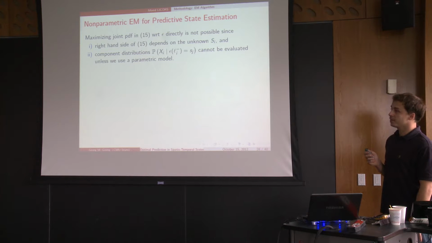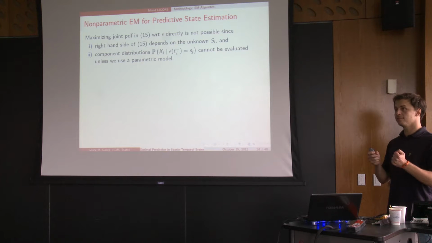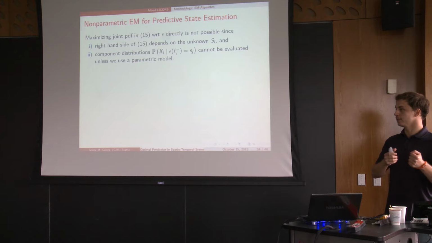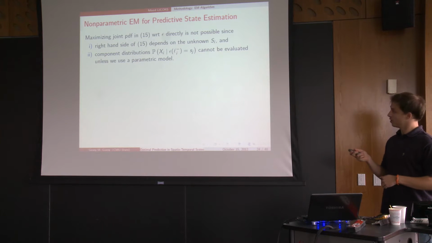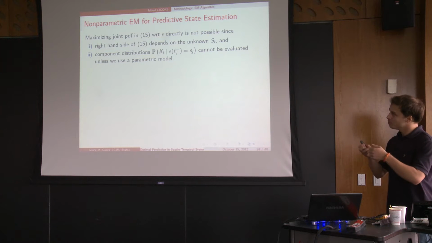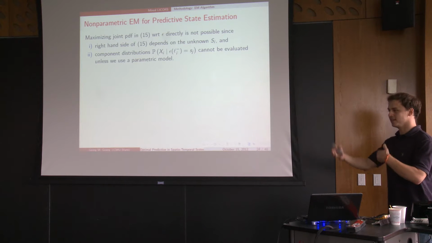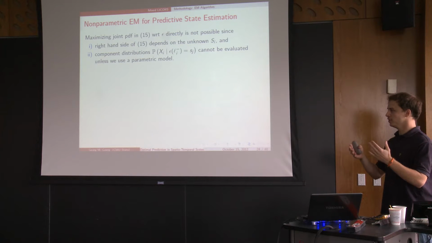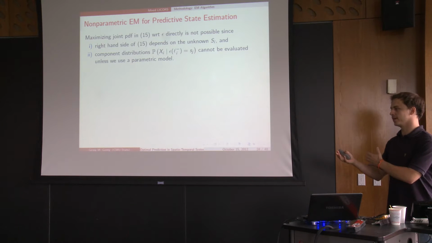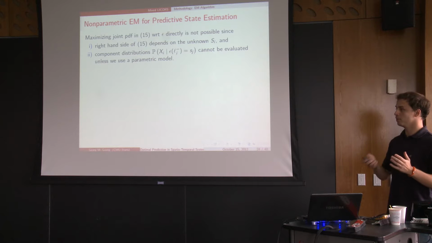So how can we maximize the joint PDF with respect to epsilon? Right? Directly we can't do that because the Si are not observed. And also, since it's non-parametric, I can't evaluate the density because I don't know yet what it is. So in a parametric model, I can just plug it in. But in the non-parametric version, I don't know.